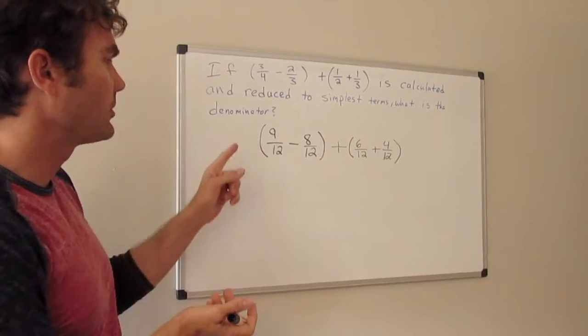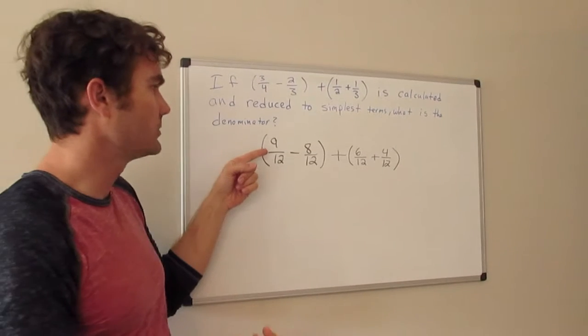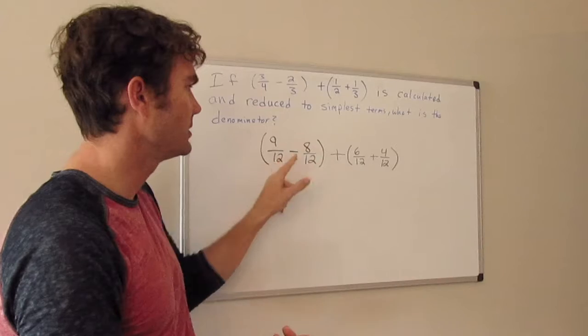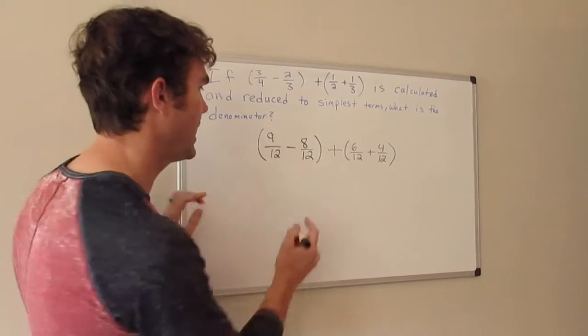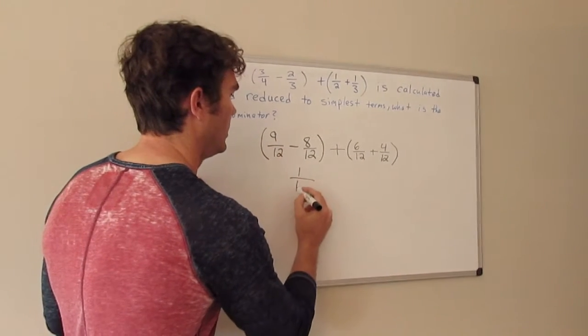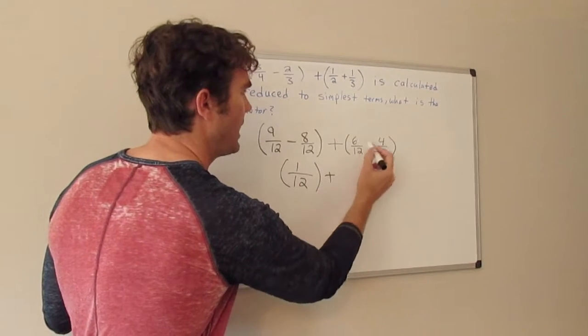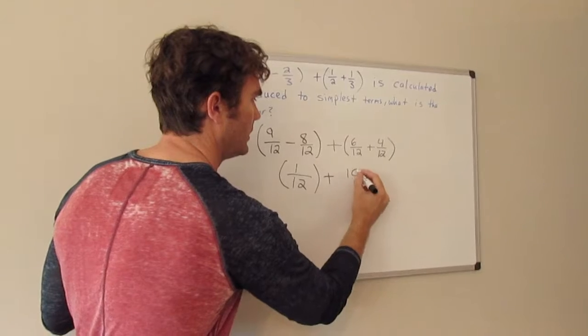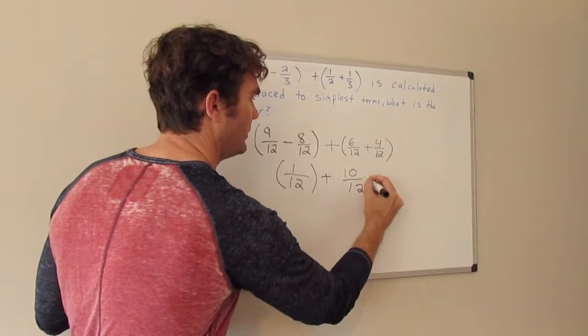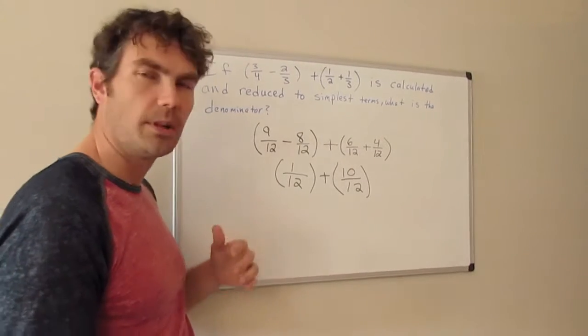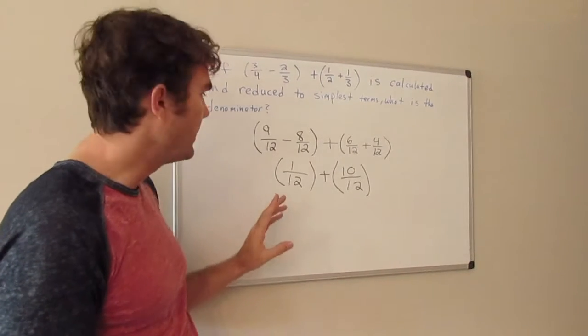Next, do the operations. Remember, when you're adding or subtracting fractions, the denominator stays the same and you just do the operation to the numerator. So this is 9 minus 8 over 12. And this is 6 plus 4, which is 10 over 12.